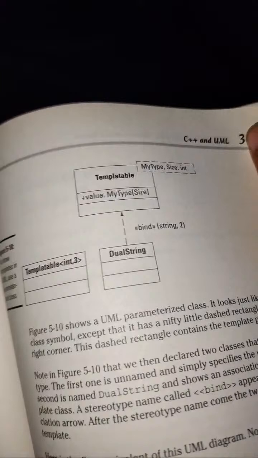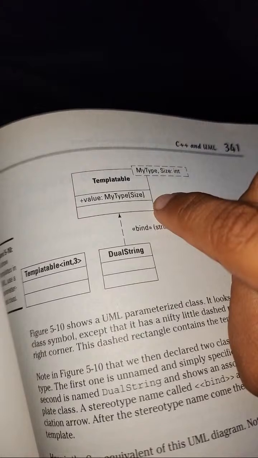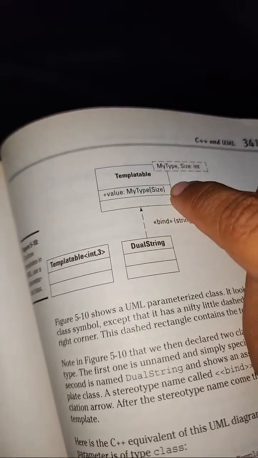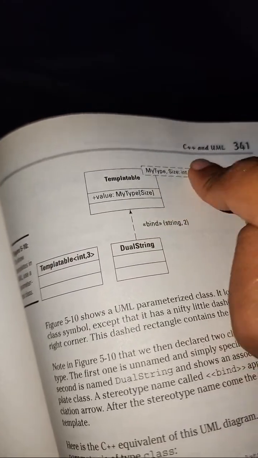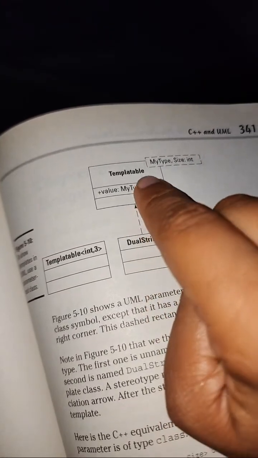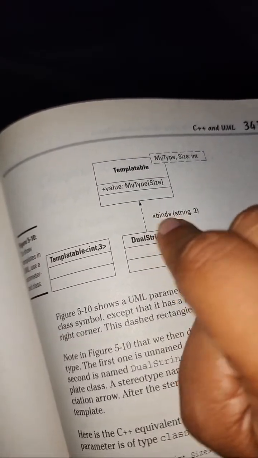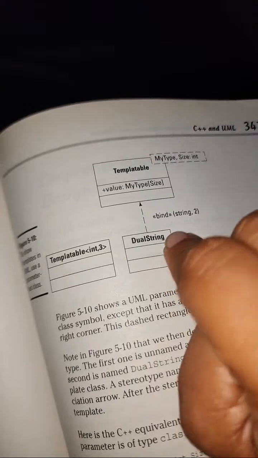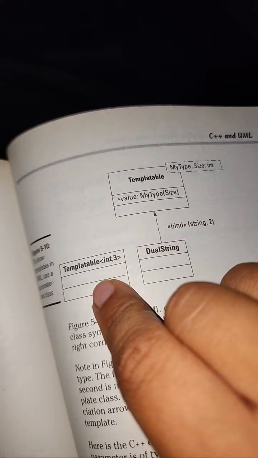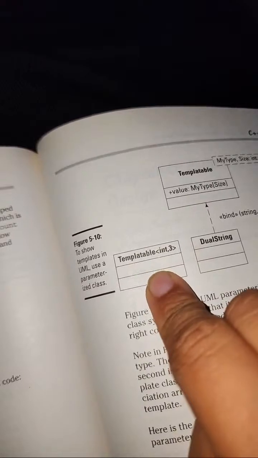So in this case, you have this templatable myType size int, dual string is linked to there. This has a stereotype of bind string 2. In this case, that's a templatable of int 3.